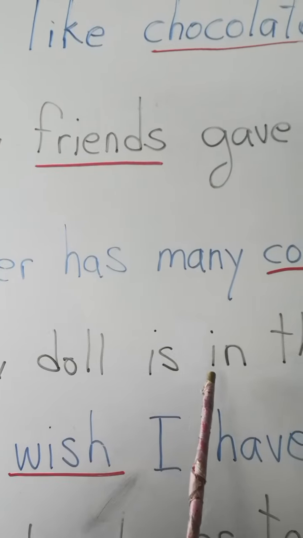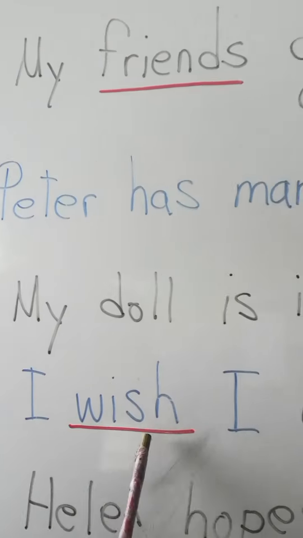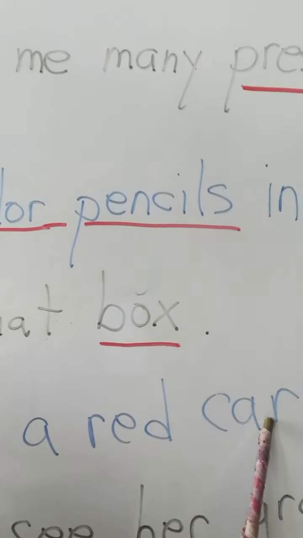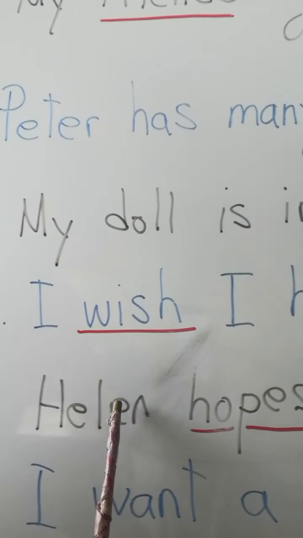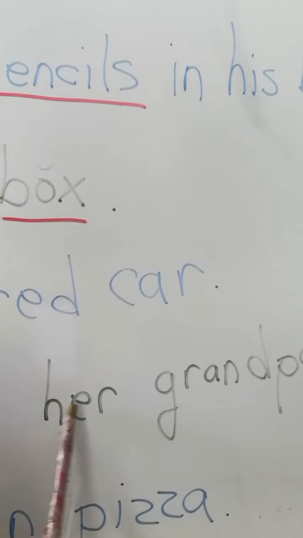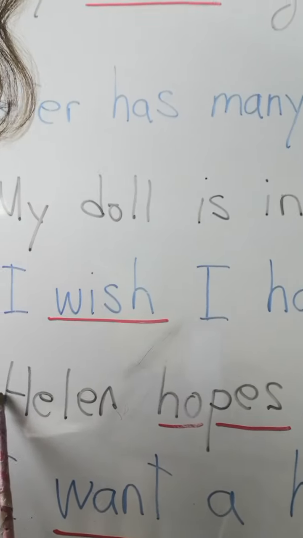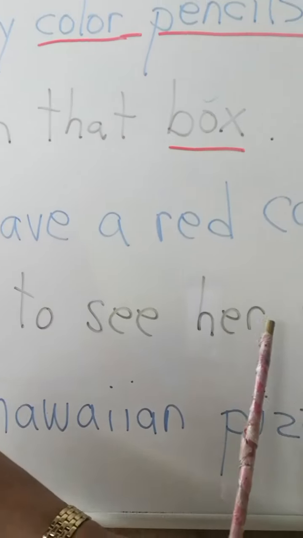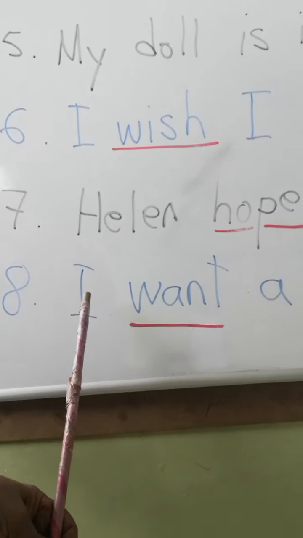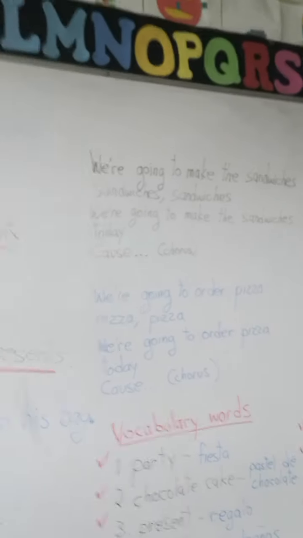My doll is in that box. Okay. Number seven. I wish I have a red car. Yes, very good. And we have here, Helen hopes to see her grandpa again. Helen. Okay, can you see Helen? Okay. Helen hopes to see her grandpa. And the last one, I want a Hawaiian pizza. Okay, very good, kids. Very, very good.